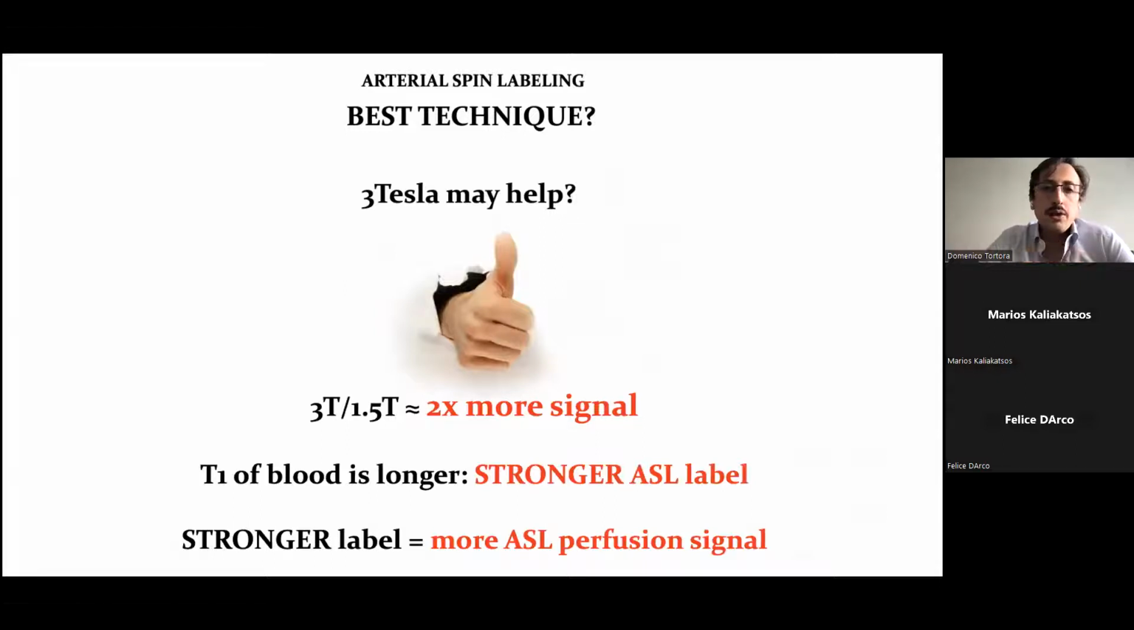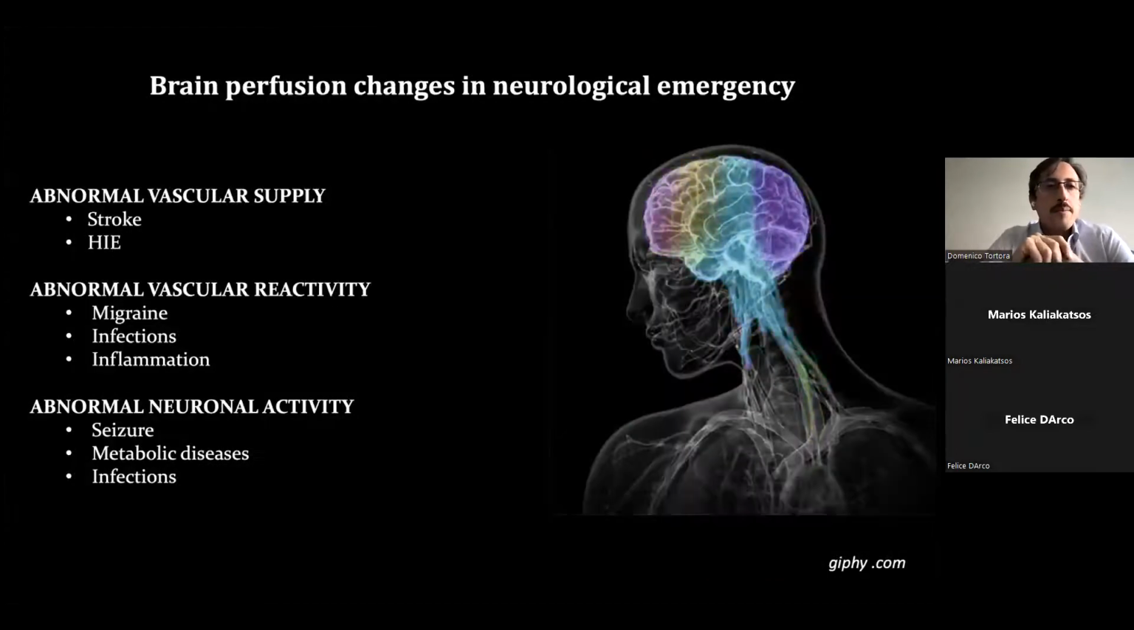Moreover, on a 3 Tesla scanner, for example, we may have longer T1 values of blood. This is a technical parameter used for the quantification of CBF in the ASL approach. When you have longer T1 values of blood, you also have a stronger ASL labeling effect, and a stronger labeling effect means more ASL perfusion signal. So if you can choose a 3 Tesla scanner, you should go for it.